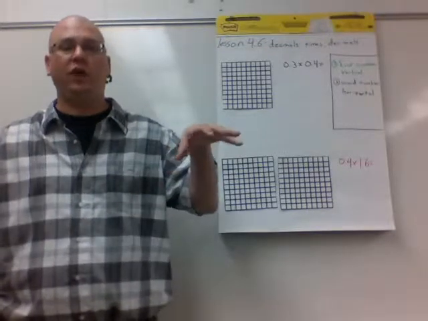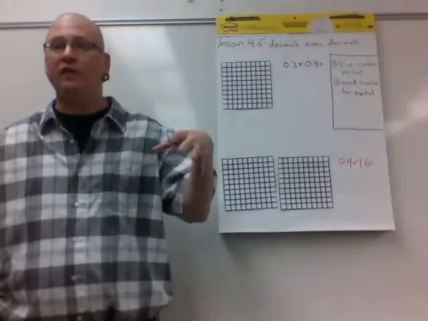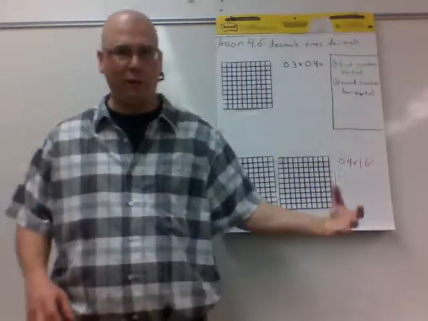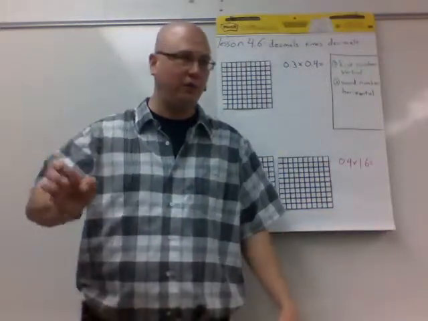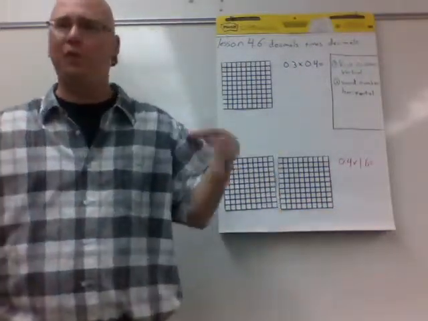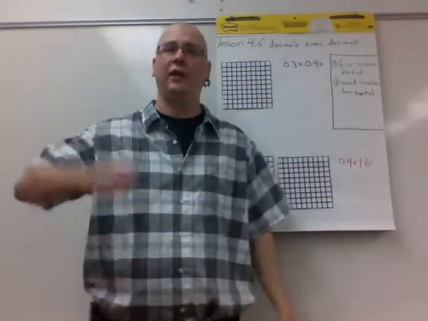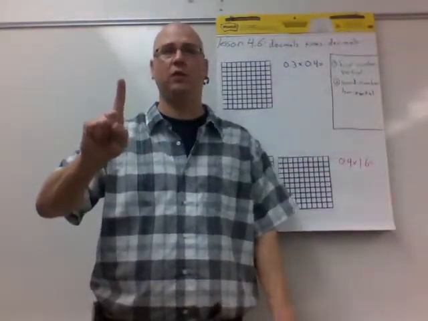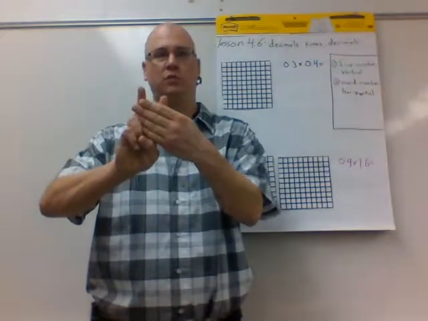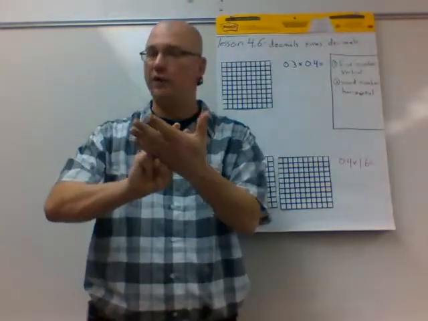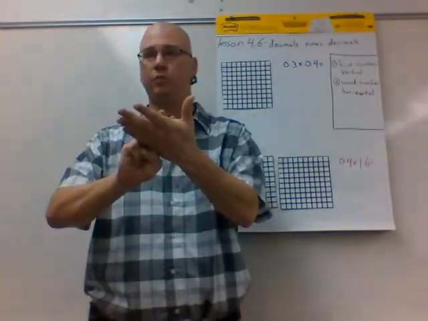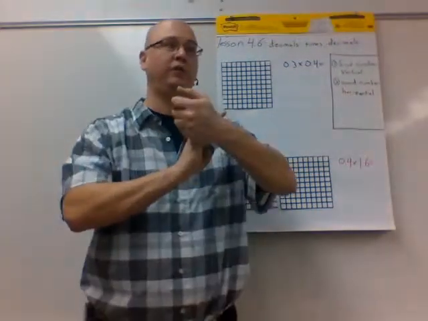Okay, today we're going to start talking about lesson 4.6, which is multiplying decimals times decimals. And we know how to multiply decimals. Multiplying decimals, the steps are super easy. Ignore the decimal, multiply it like normal, count the number of decimal places in the problem, put that number of decimal places in the answer.